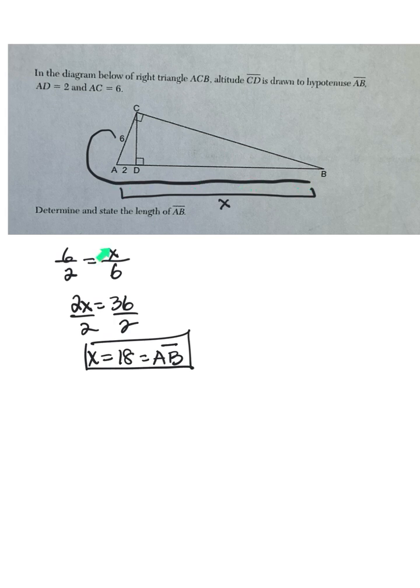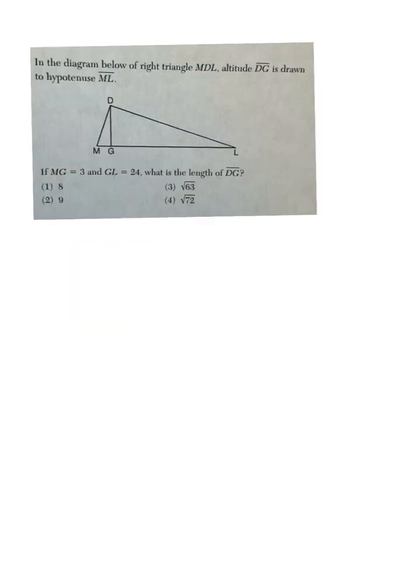Well, I don't know the entire side, so I just called it X, by the way. You could call it AB if you wanted to. So then I cross multiplied. I got 2x equals 36. Divided by 2, got 18. And that's helping me find my x value. But remember, my x value is the length of AB, which is what they're asking for. So there's your answer. Okay, so give this one a try, and then turn it back on and see how you did.